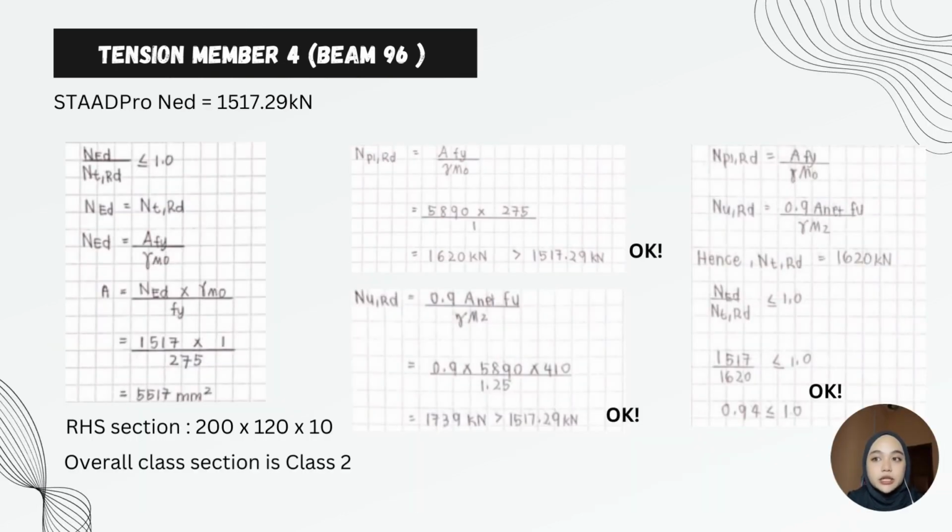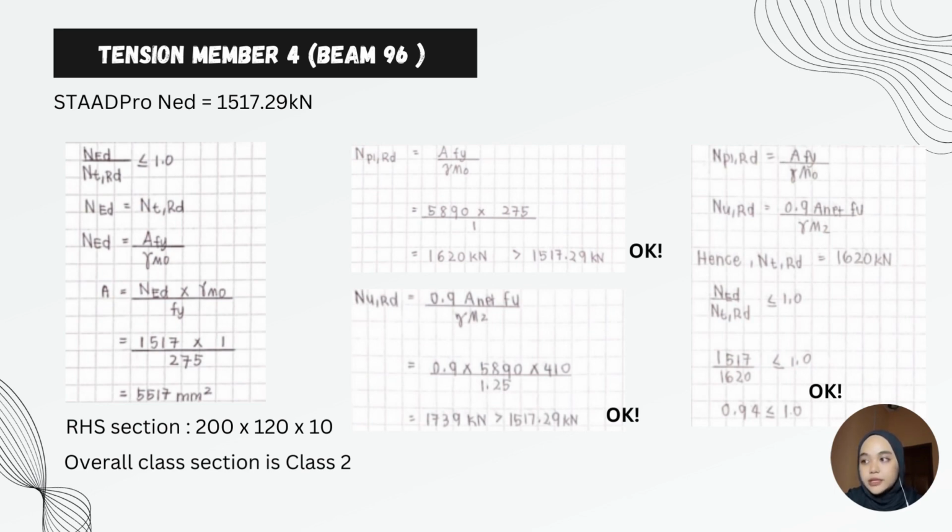Next is the design calculation for tension member 4, which is beam 96. The NED from StatPro is 1517.29 kilonewton. The first step, we have to find the area using NED over NTRD less than 1.0. The area we get is 5570 millimeter squared. Referring to the Eurocode 3, we use the RHS section, which is 200 by 120 by 10. The area of that section is 5890 millimeter squared. Then we do sectional classification and we find the overall class of the section is class 2.